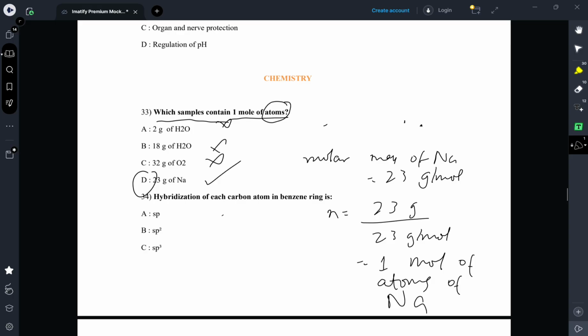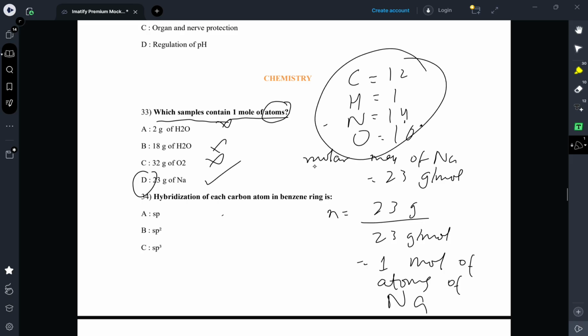One more thing. For sodium, usually in IMAT they will give you the molar mass or the atomic mass. However, for some of the elements, it's good if you remember carbon, hydrogen, nitrogen and oxygen. So this one is 12, this one is 1, this one is 14, this one is 16. But most of the time they give you the molar mass, so you don't have to memorize the molar mass for each and every element in the periodic table.